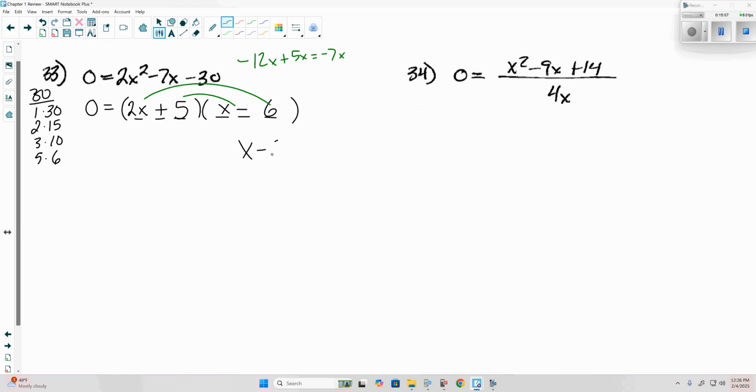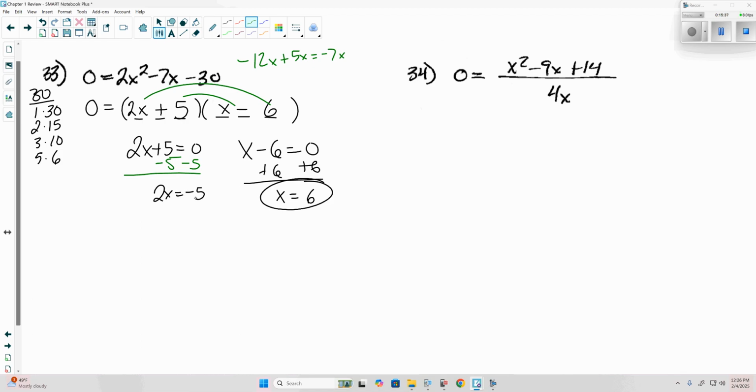So here, x minus 6 equals 0. We add 6 to both sides, telling us x is equal to 6. Well, that's what the graphing calculator told us. So it kind of gave us a hint at what the factors might be. Our other solution is going to come from our 2x plus 5. First thing we can do is subtract 5 from both sides, telling us 2x is equal to negative 5. Lastly, we'll divide by 2, telling us x is negative 5/2.